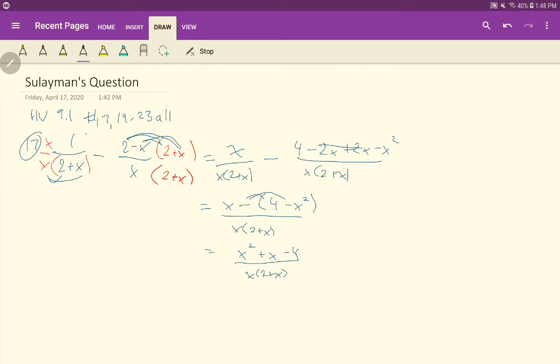Now you want to look and see if you can simplify here at all, and in fact, sorry, we cannot. The numerator does not factor, and so we're done. So this is the most we can do to simplify here, and there's our answer.